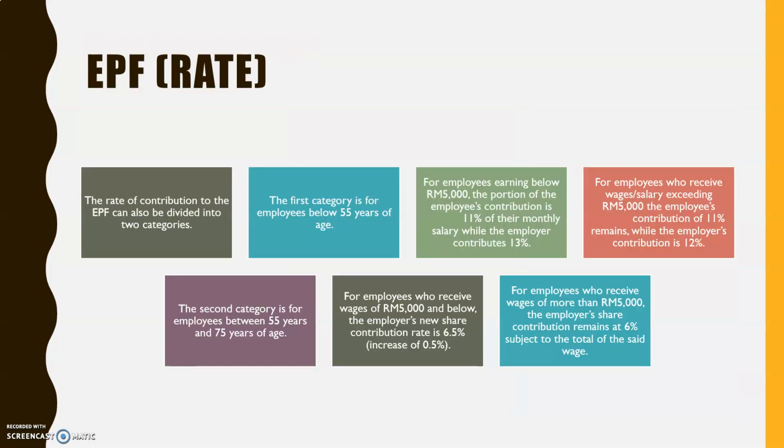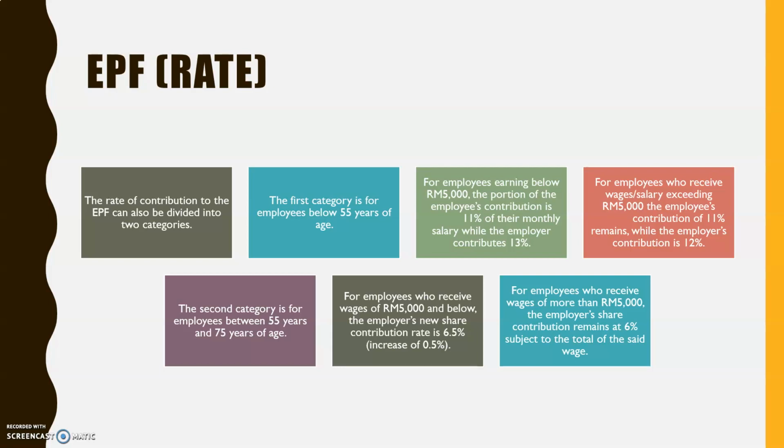So the rate of contribution to the EPF can be divided into two categories. The first category is for employees below 55 years of age. For employees earning 5,000 and below, the employee's contribution is 11% of their monthly salary, while the employer's is 13%. For employees who receive wages exceeding 5,000, the employee's contribution remains 11%, while the employer's contribution is 12%.